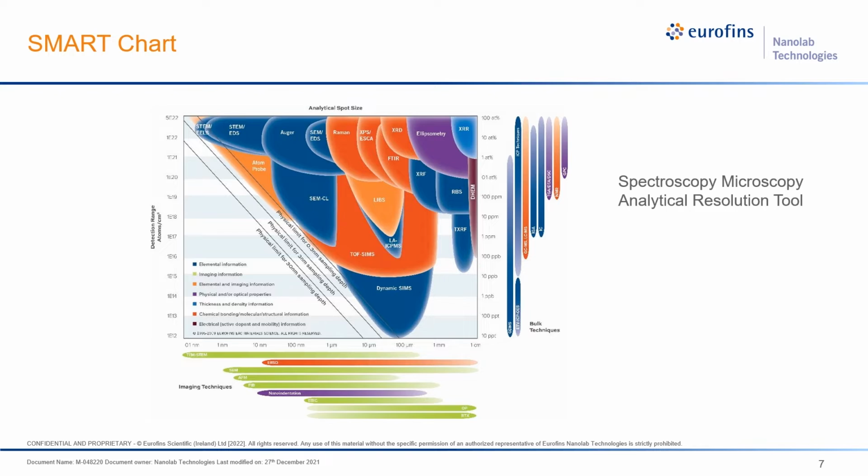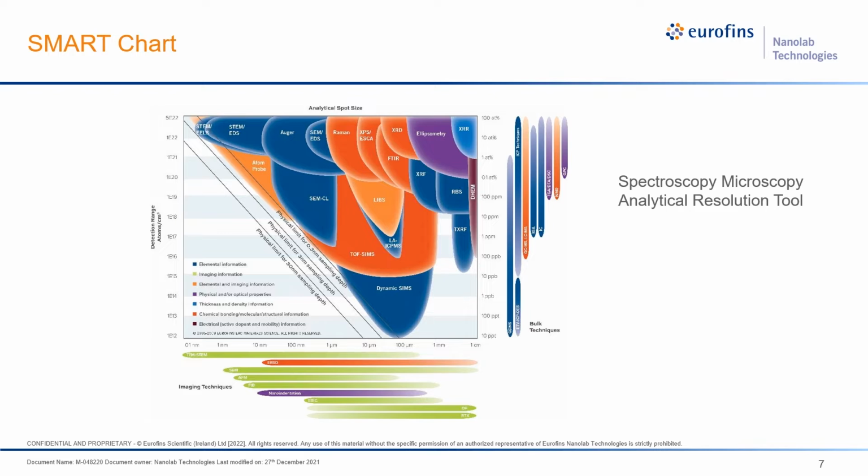So within the box, you can select which technique you need based on the detection limit and the size of your analysis area. So for example, if your analysis area corresponds to about 10 micrometers and the detection range that you're looking for is between 10^16 to 10^17 atoms per centimeter cubed, then TOF SIMS, or time of flight SIMS, is the technique of choice for you.